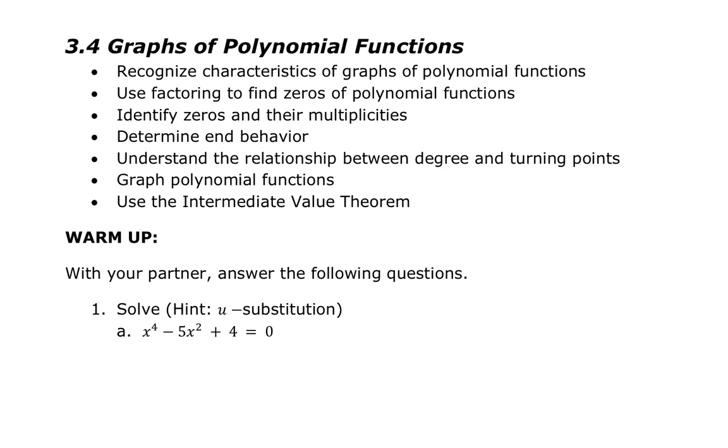We're going to recognize the characteristics of the graph of the polynomial function based on the degree of the polynomial and the leading coefficient. We're going to use factoring. We're going to identify the zeros and their multiplicities and what that does to the graph. We're going to determine the end behavior. We're going to talk about the degree and the turning points. We've done it in the last video. We're doing it again here, but now in the actual graph itself.